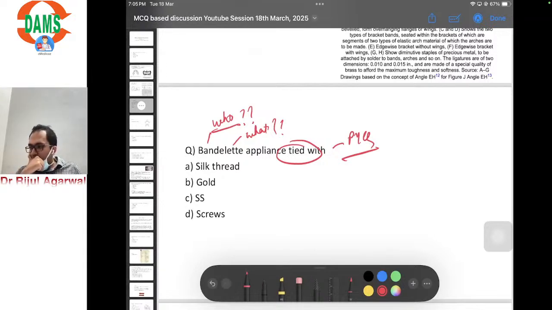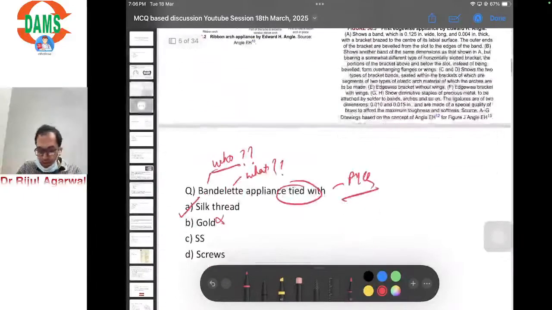Someone said B, gold. Anyone else? Okay, sorry to say that the answer is not gold, it is silk thread. That's why I deliberately took up this question of the bandelet appliance. I know why you said gold, because gold as a precious metal was cheaper at that time, but it was not used in the bandelet appliance.